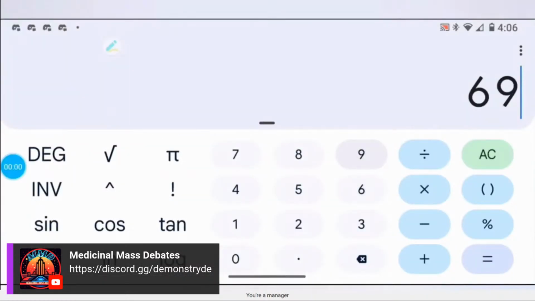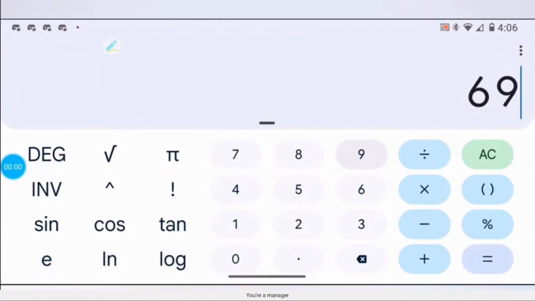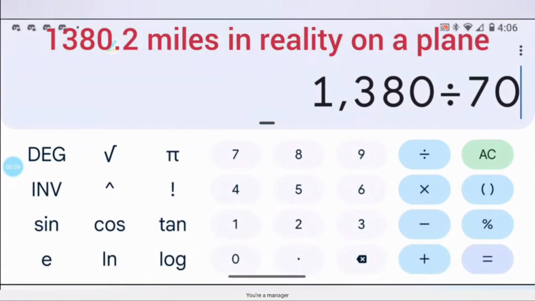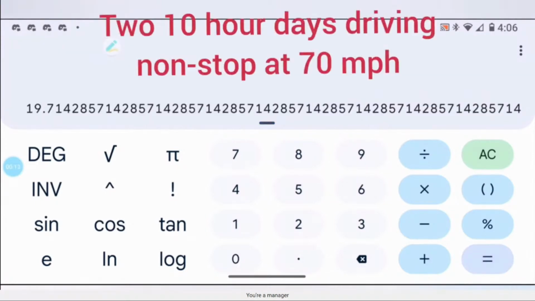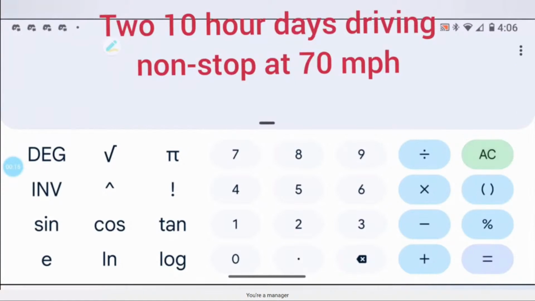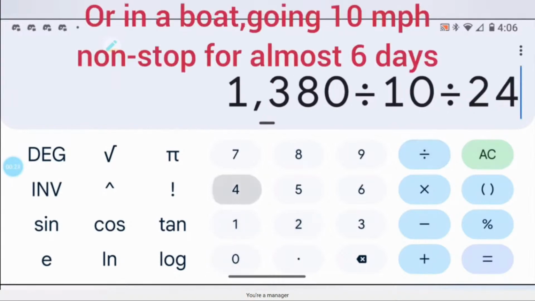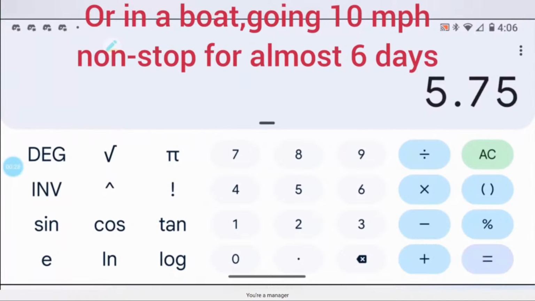So it's not until you go 1,500 miles before you're off by 1 full degree, and that's a long way. It's a little under 1,500 miles. So 20 degrees is 1,380.2 miles on a plane. So let's see what that comes out to. If we're driving 70 miles per hour, that's two 10-hour days of driving nonstop. That's a long way. Let's see how long it would take to check that in a boat. Going 10 miles per hour, we'd have to travel for almost 6 days.